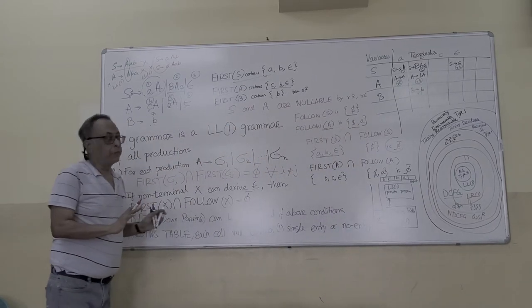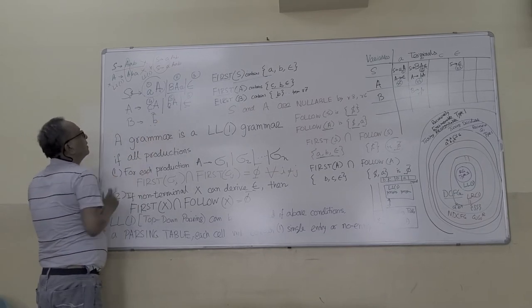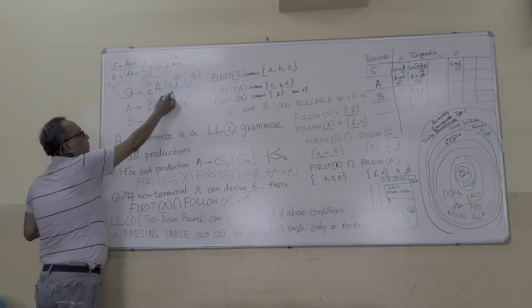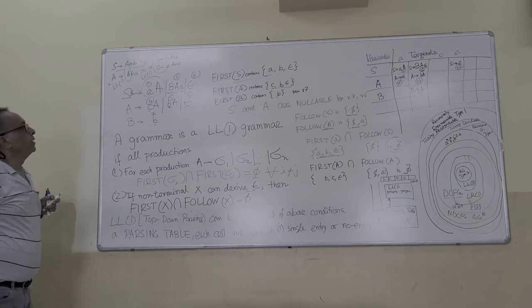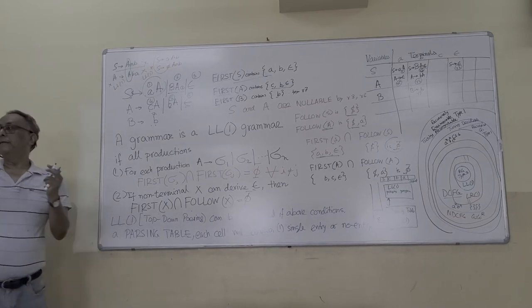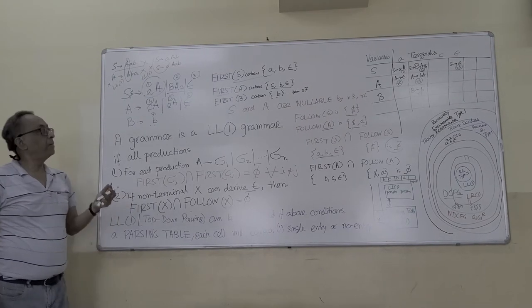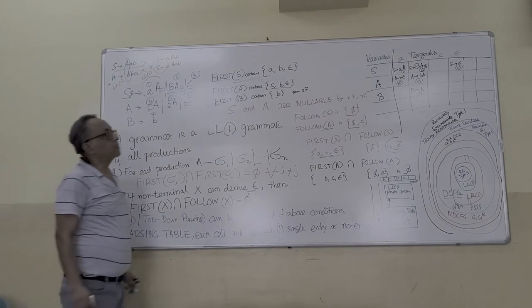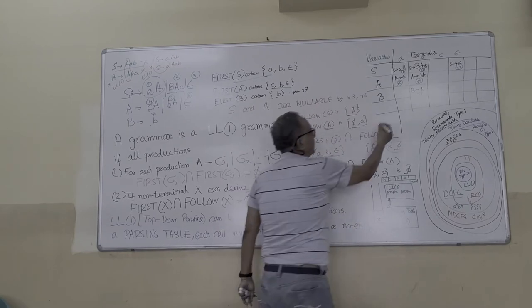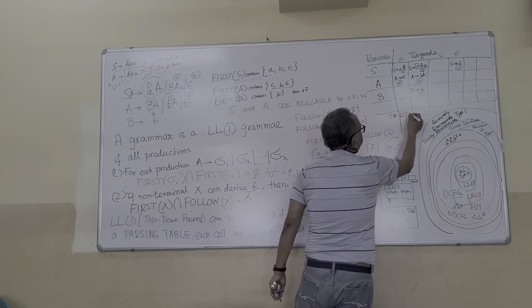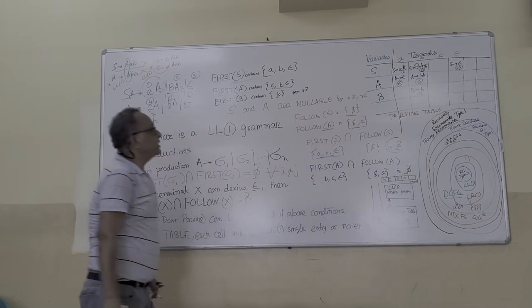I will just repeat once. What is the class today? We have taken a sample grammar. This grammar is basically a combination of type 3 and type 2 rules. Now we have to see whether this grammar can be parsed by LL1 parsing. LL1 parsing can very easily be done by a handwritten table. This is the parsing table. So how to create this parsing table?